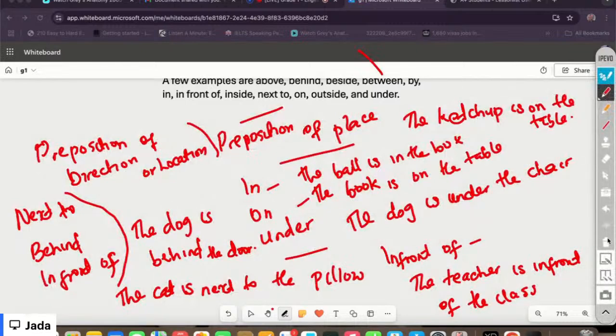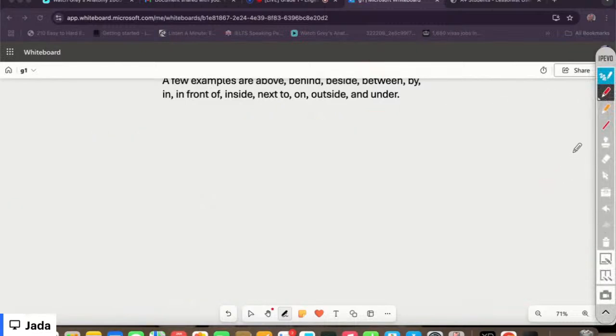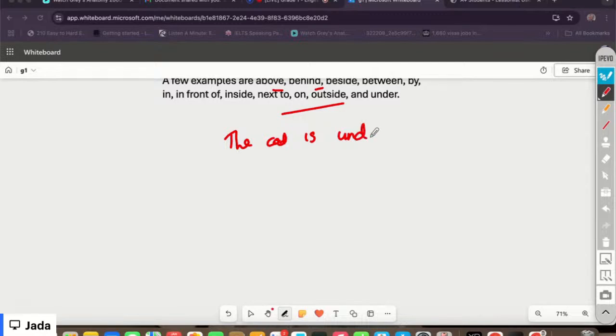So we have this one. One more. We have how to use preposition in the sentences. Okay. So if you want to make a sentence, for example, we have all the prepositions here: above, behind. All these here are prepositions. So for example, we have the cards is under the table. So under is a preposition.